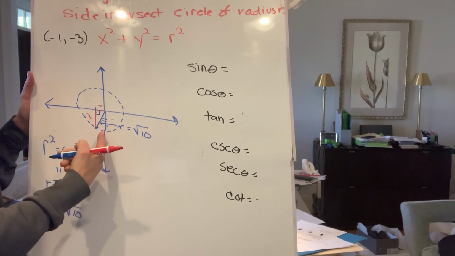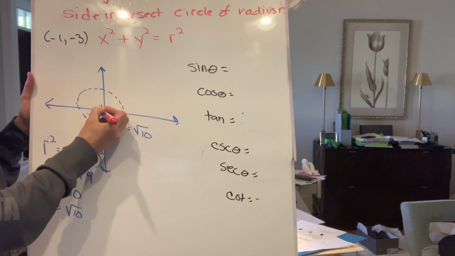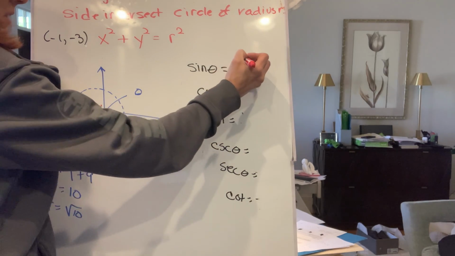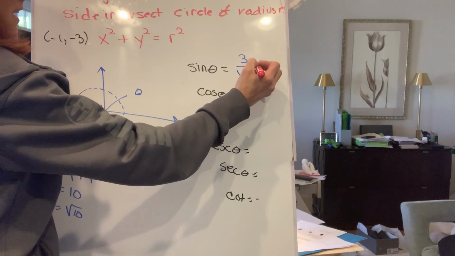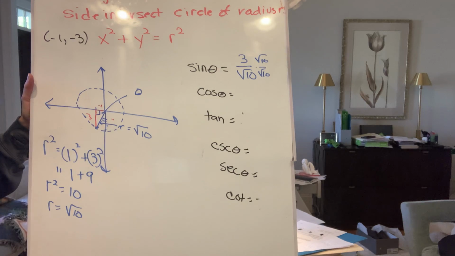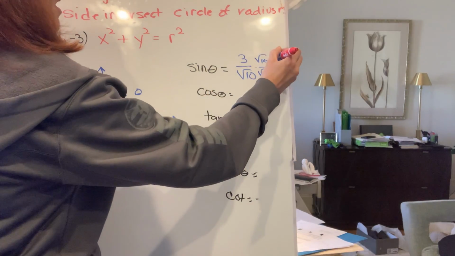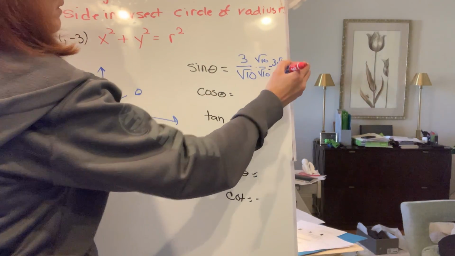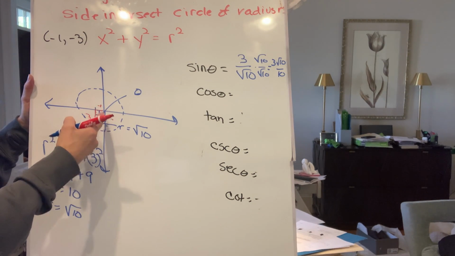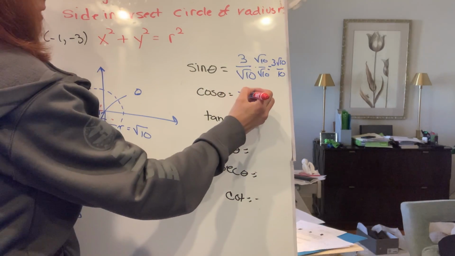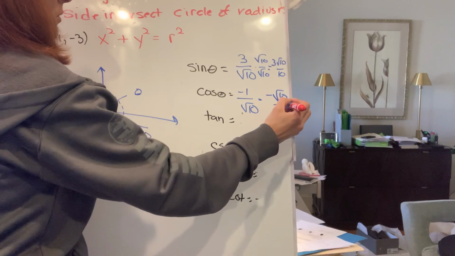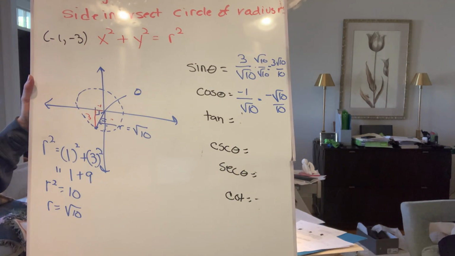So our sine here, if my angle theta is right in here, the side opposite of that would be 3. So 3 over the square root of 10. If I multiply top and bottom by the square root of 10 to rationalize the denominator, I get 3 square root of 10 over 10. Cosine would be adjacent over hypotenuse, so -1 over the square root of 10 would equal negative square root of 10 over 10 if I rationalize the denominator.